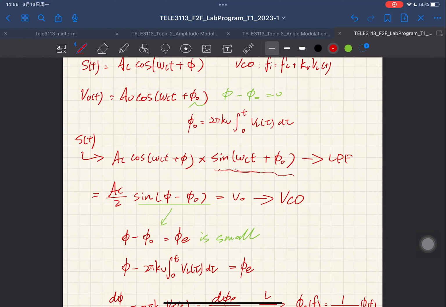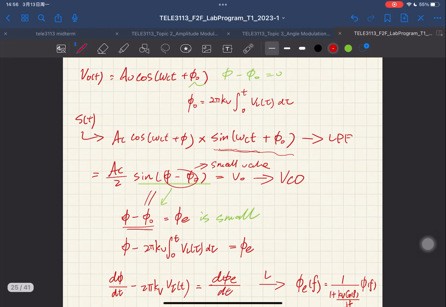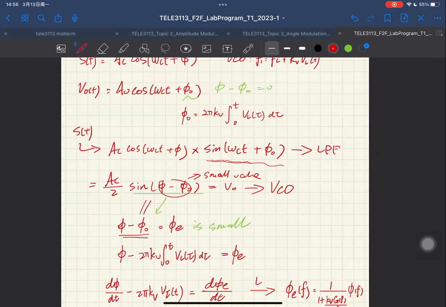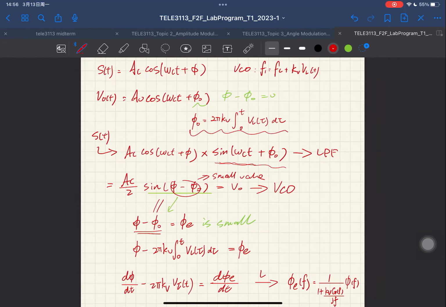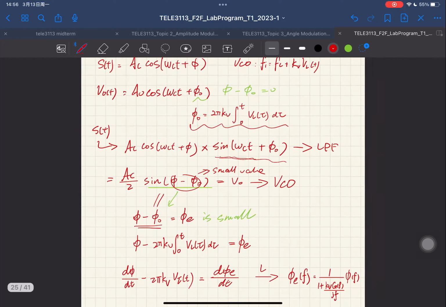The logic is that you will minimize phi minus phi_0 to be really, really small. For a small angle, sin(phi minus phi_0) is essentially just phi minus phi_0, because we assume this phase difference is very small. And phi minus phi_0 equals phi_e, which is our phase error. Then we do a substitution, because phi_0 equals this term, which is what the VCO does, and substituting into this equation we get this one.